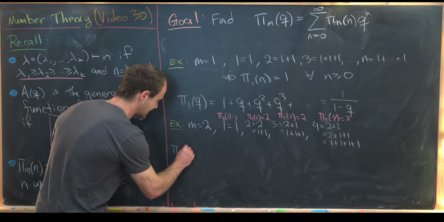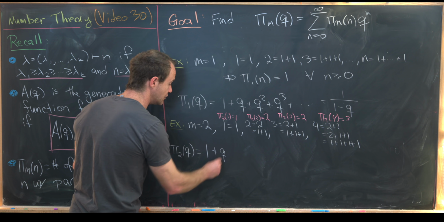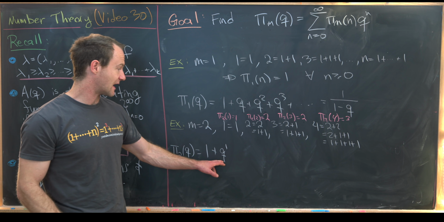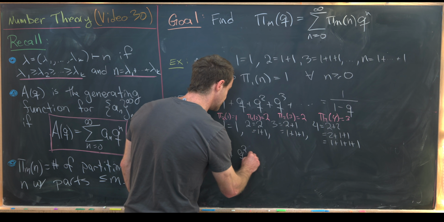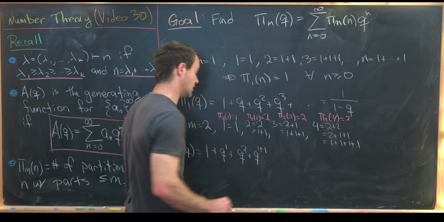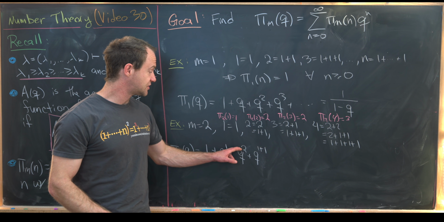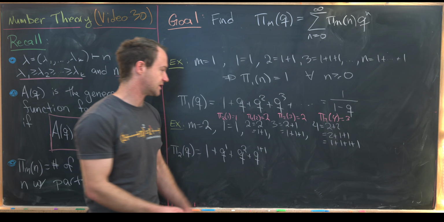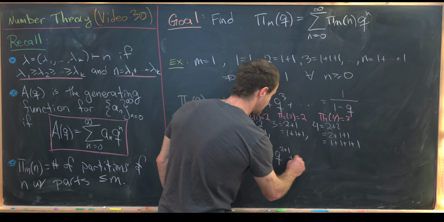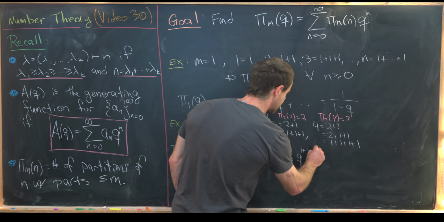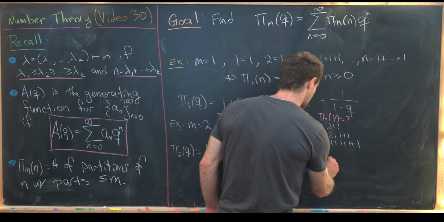So we have pi 2q will be equal to 1 plus q to the 1. So that represents the partition of 1, plus q to the 2 plus q to the 1 plus 1. So that represents the partition of 2. So notice there's 2, there's 1 plus 1. Or q to the 2 plus 1 plus q to the 1 plus 1 plus 1. So those represent the partitions of 3, and then so on and so forth.